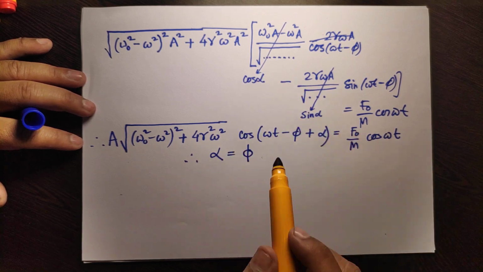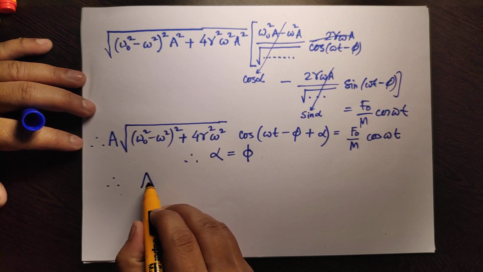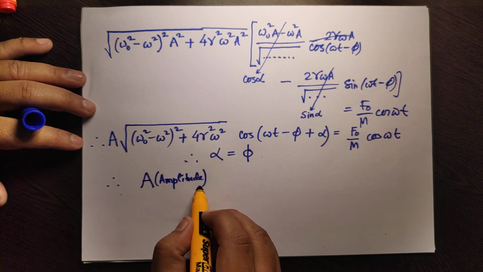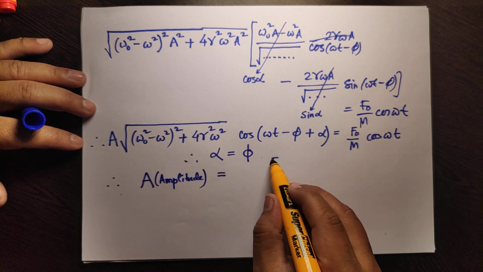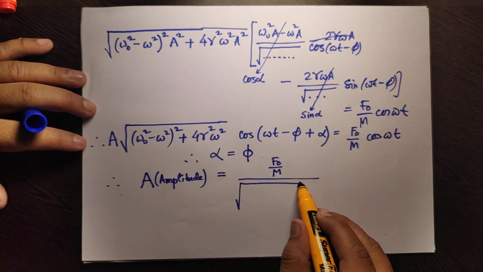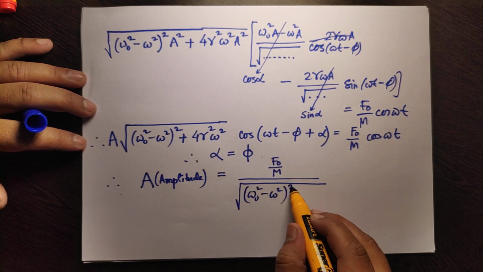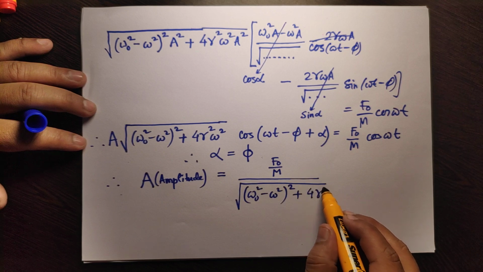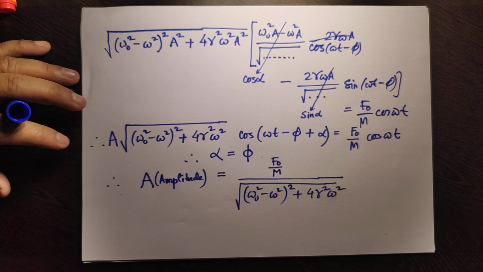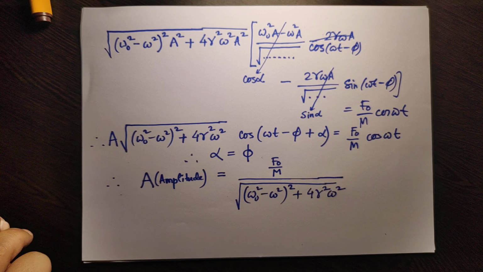See, this is cos alpha, this is sin alpha, and the main important thing is this: the amplitude A, the amplitude of the forced oscillation, is like this: F naught by m divided by root over of omega naught square minus omega square whole square plus 4 gamma square omega square, right? This is the formula for amplitude in forced oscillation.